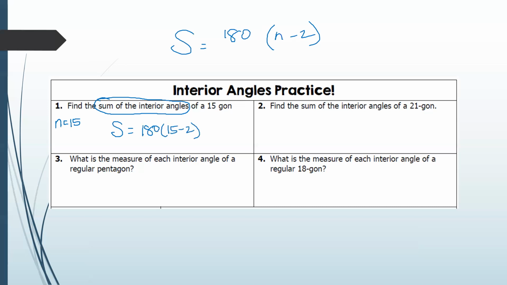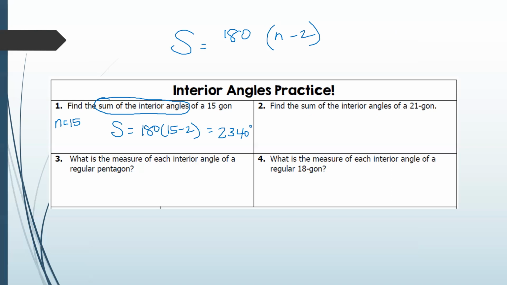If I drew a 15-gon, which would be pretty challenging, I think, you could try it if you want. If I draw a polygon with 15 sides, I would be able to make 13 triangles. And when I multiply that by 180, I get 2,340 degrees. Because all the angles are measured in degrees, our unit is technically degrees.